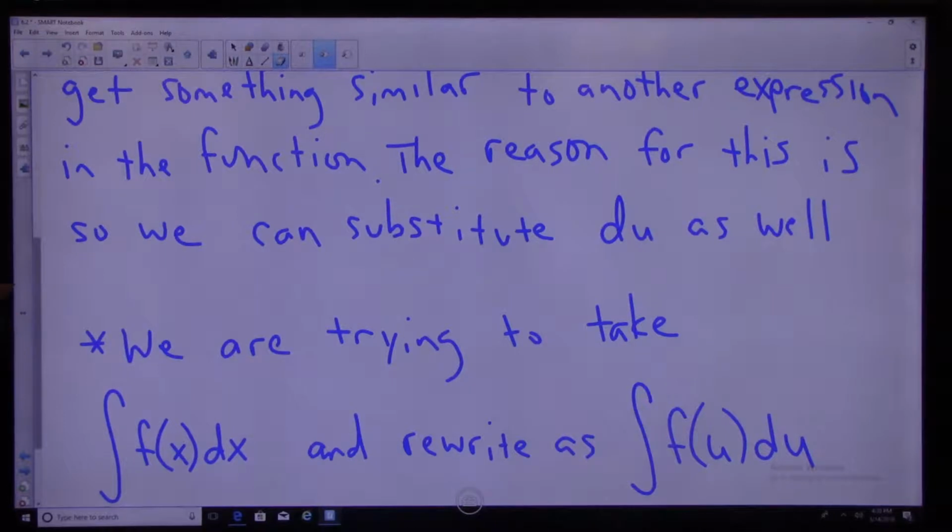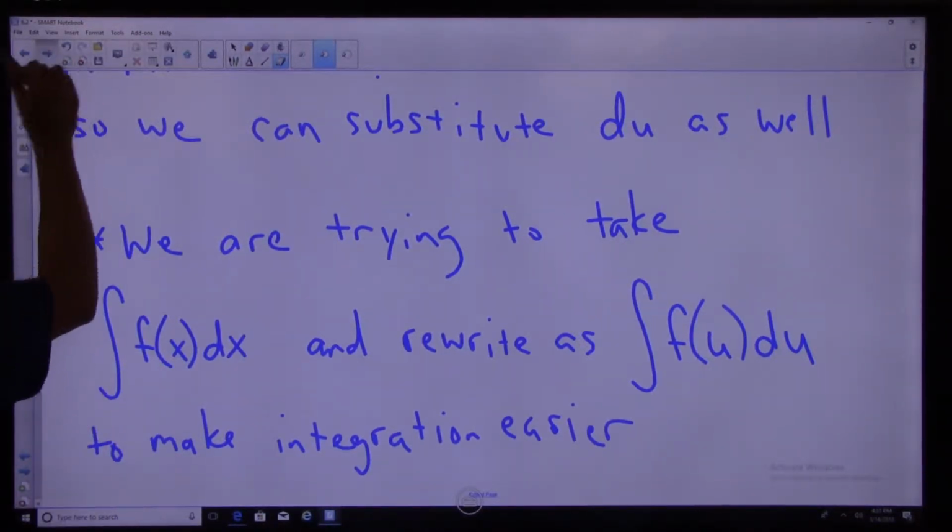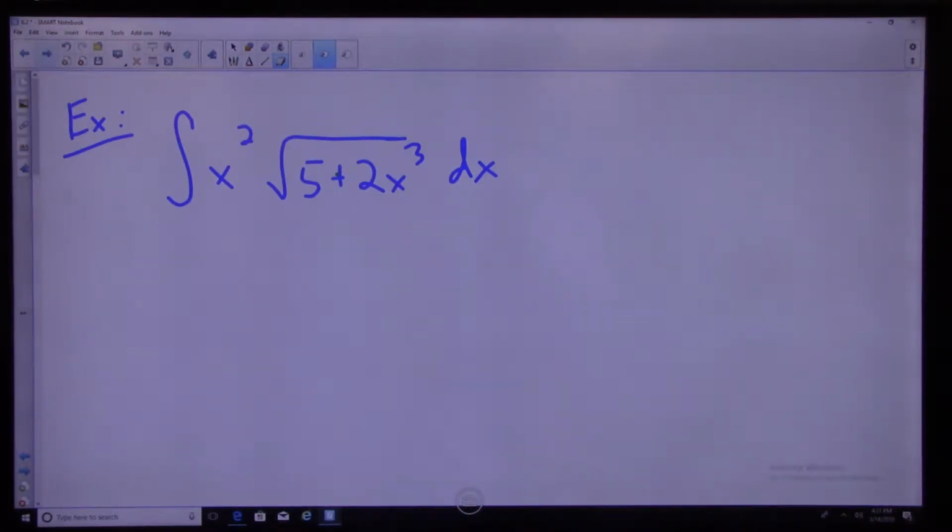So essentially what we're trying to do is this. We're trying to take the integral of f of x dx and rewrite it as the integral of f of u du to make integration easier. Trying to make it as easy as possible. So if we have a bunch of junk in our function, we're going to try to substitute so it becomes a lot easier. Okay, so let's go ahead and flip over to the next example. See where that gets me.